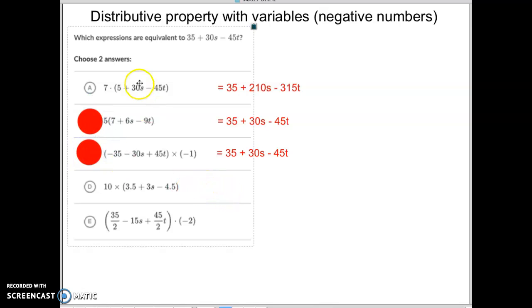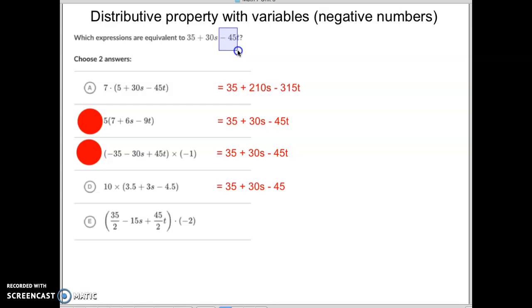All right, that should be it, right? But let's just check. We're going to multiply this through, and when I do that, 10 times each of those. Wait a minute. Positive 35. I need a positive 35. Positive 30s. Positive 30. I needed that too. And negative 45. And here's a negative 45 too.